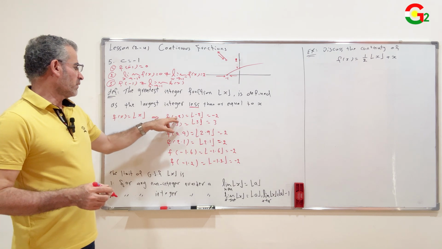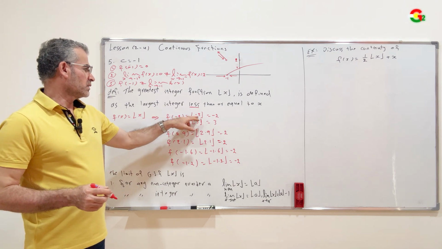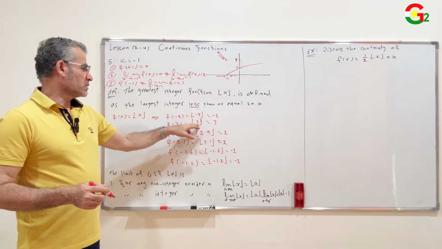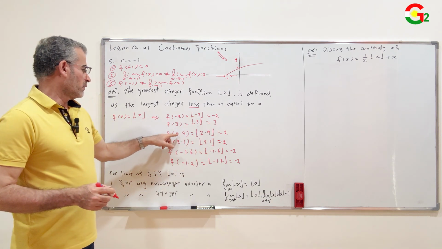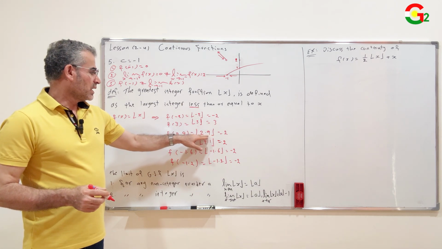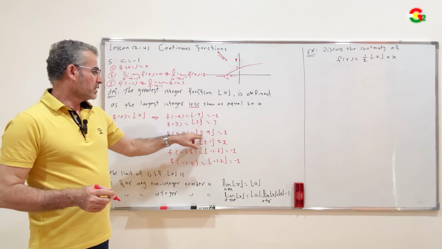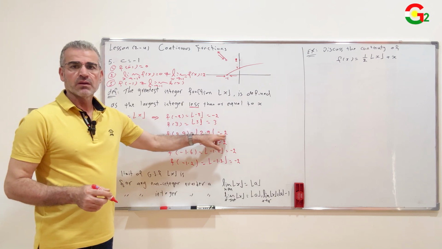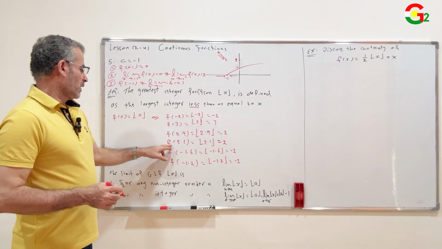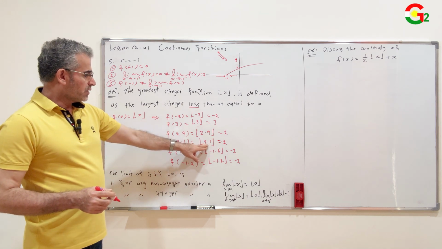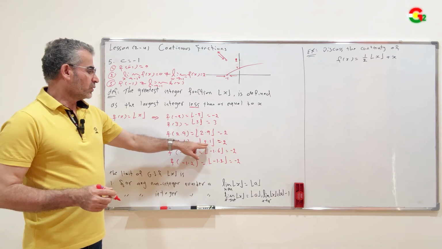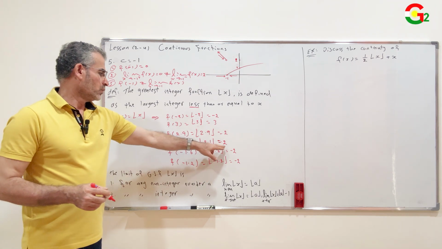If we want to find f of negative 2, then the greatest integer of negative 2 is negative 2. F of 3 also is 3. F of 2.9, the greatest integer less than or equal to 2.9 is 2. Then the value of f of 2.9 is 2. F of 2.1, the greatest integer less than or equal to 2.1 is 2.